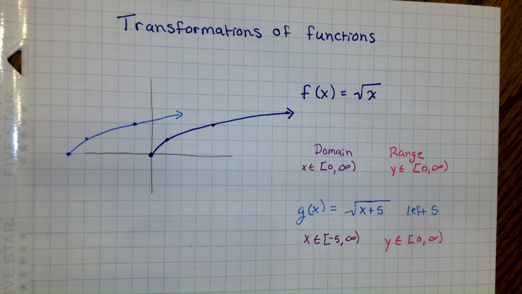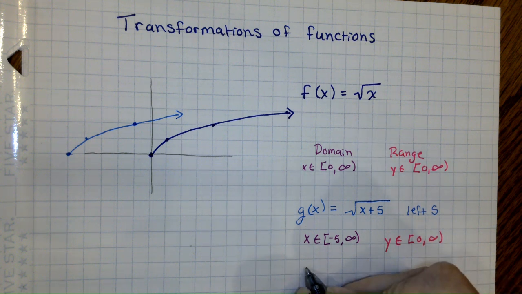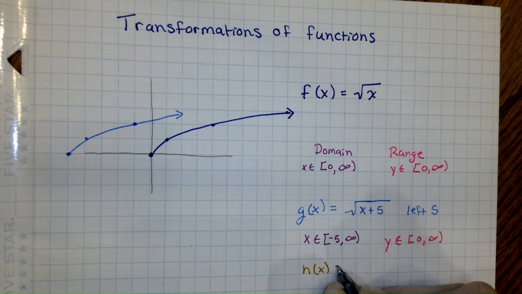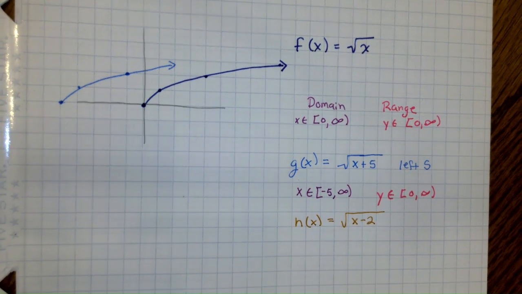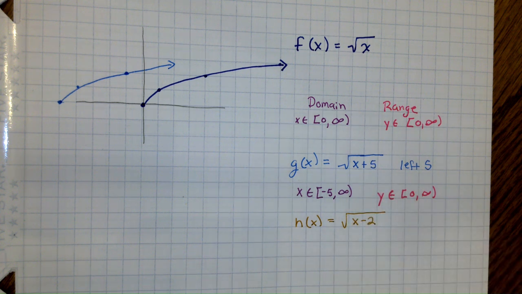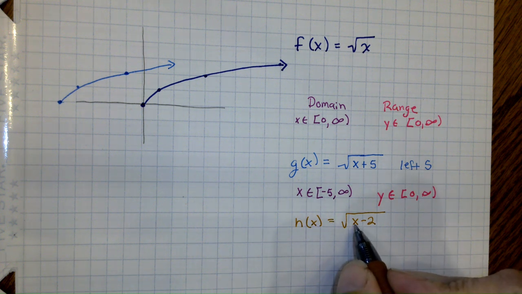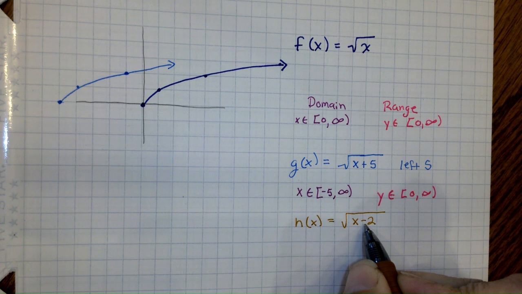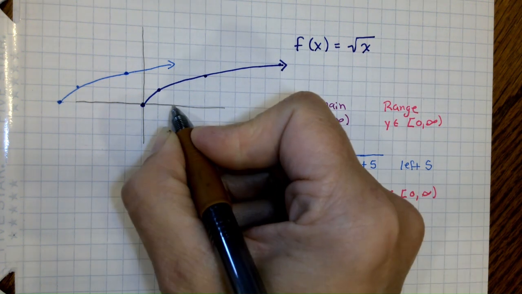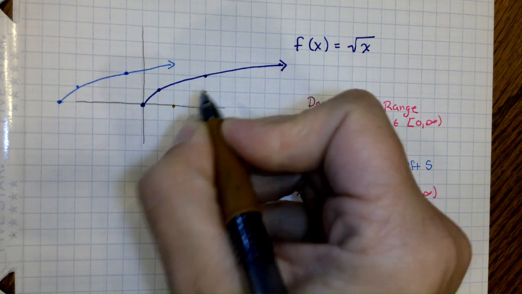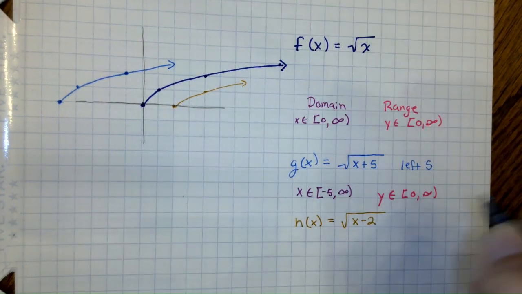What about, let's do an h of x. H of x is going to be the square root of x minus 2. Well, if a plus 5 moved it left 5, then this is probably going to move it right. And if you notice, if I put in 0 right now, 0 minus 2 is negative 2. When I try to square root that, the calculator is going to throw a fit. The calculator doesn't become happy until positive 2. That's because it shifts everything 2 squares to the right.